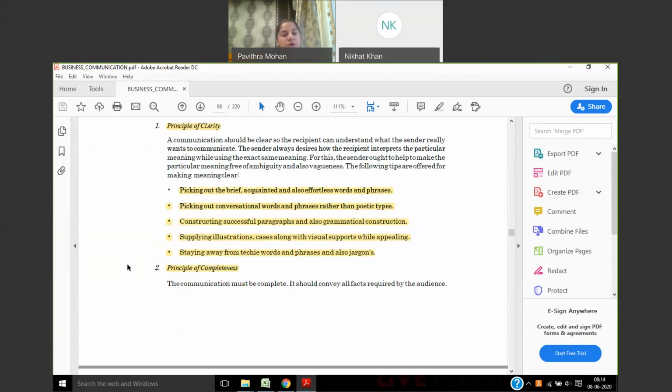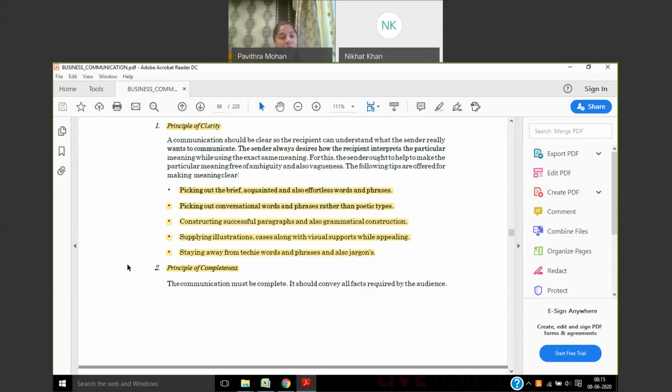The first thing we're going to start with is the principle of clarity. So what becomes important in terms of clarity? That is picking out brief, acquainted, and effortless words and phrases. Here, the first and most important thing is I have to understand who is going to be my receiver. After I understand who the receiver is, the information I'm going to send needs to be brief. I need not write too many paragraphs. I just give it in 4 or 5 bullet points.